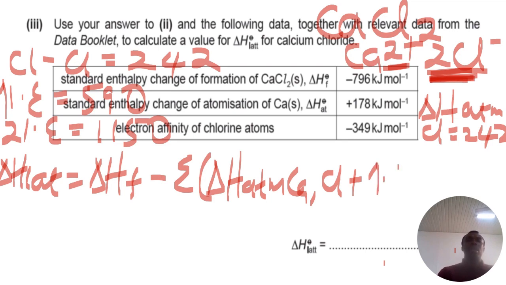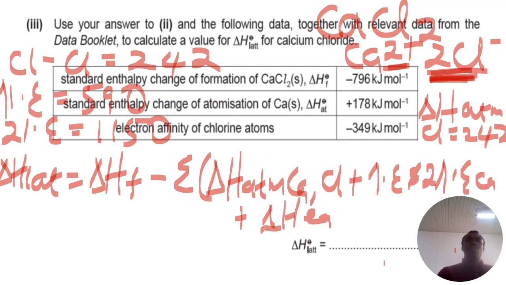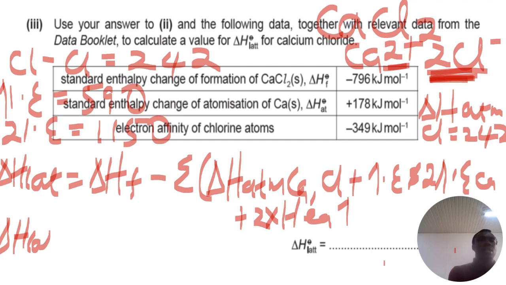then plus first ionization energy of calcium and second ionization energy of calcium, then plus first electron affinity of chlorine. So we have to multiply the electron affinity of chlorine by 2. So it will be 2 times the first electron affinity of chlorine.